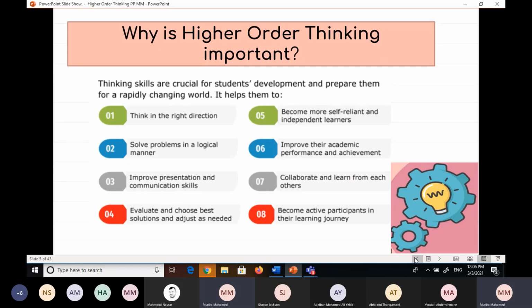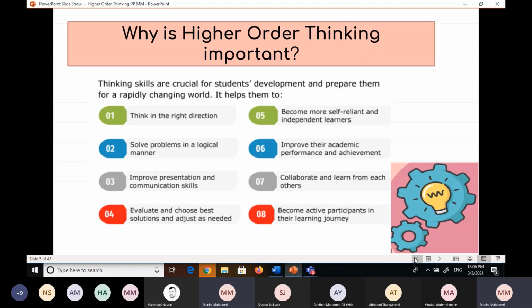Why is higher order thinking important? Well, for students, it is crucial for their development, to prepare them, especially in our rapidly changing world. Higher order thinking helps them think in the right direction, helps them solve problems in a logical manner. It improves their presentation and communication skills, and helps them evaluate and choose the best solutions and adjust as needed. Students become more self-reliant and independent learners.